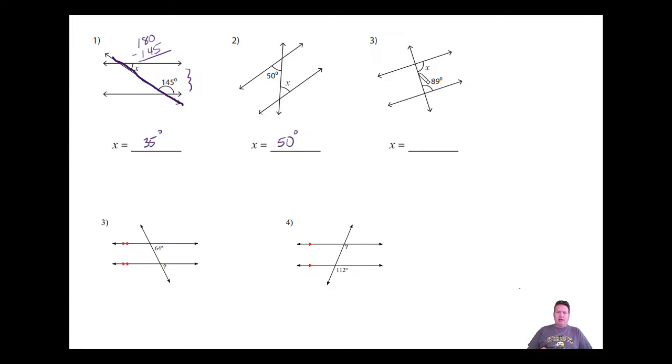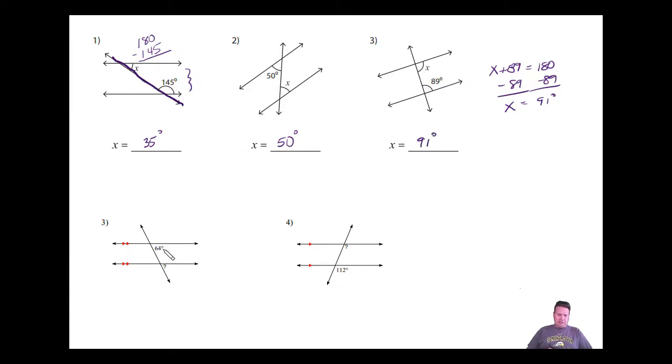Here's another pair, just like in the first example, they're both on the same side, X and 89. So X plus 89 adds up to 180 degrees. So if I take away 89, and you can use your calculator if you wish, X is going to be 91 degrees because those 2 angles have to be supplementary.